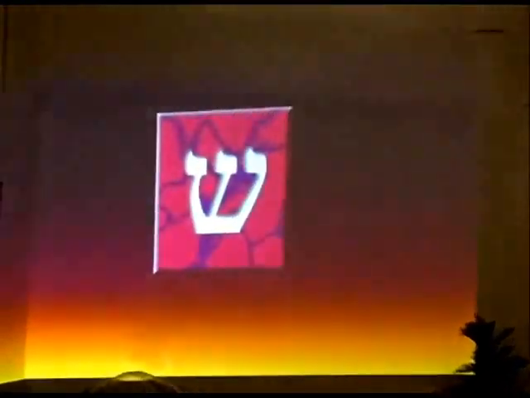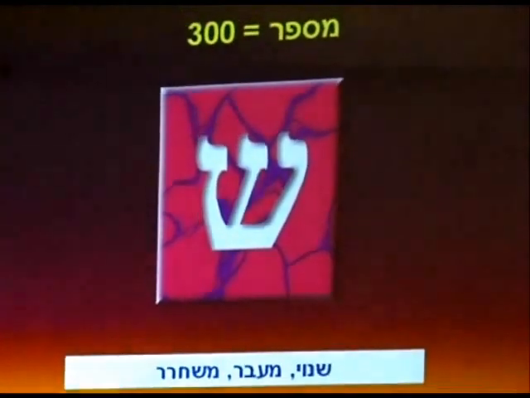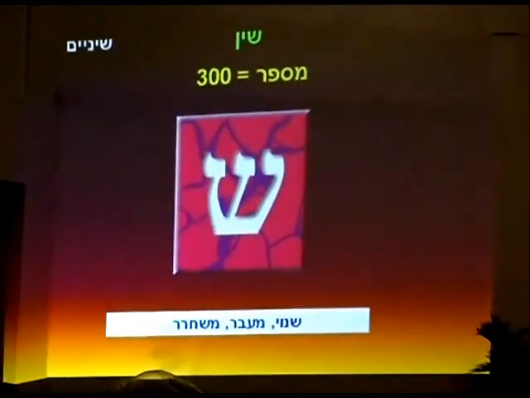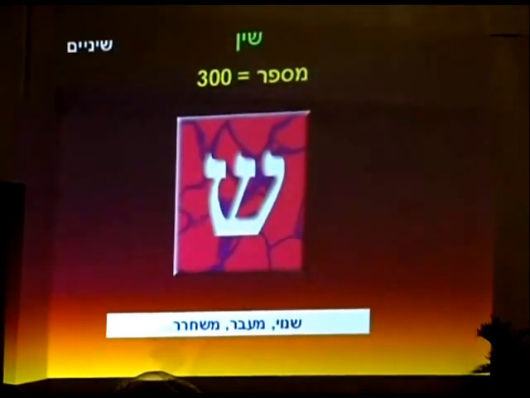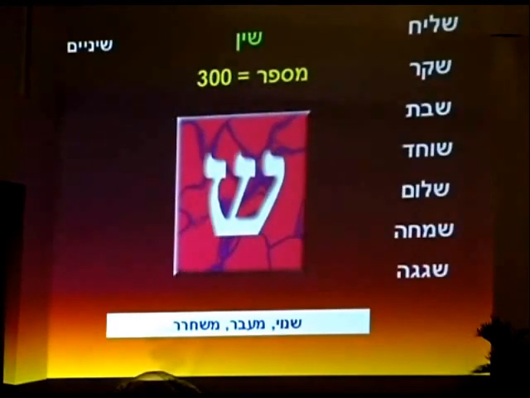Two more letters. We have the shin or sin, which represents the number 300. It's the teeth, shinaim, shin. Whenever you see it, it has to do with change, crossing over, liberating, and you will find it in the word shaliach, messenger. There's a change, there's something going from here to there. Sheker, which is a change.